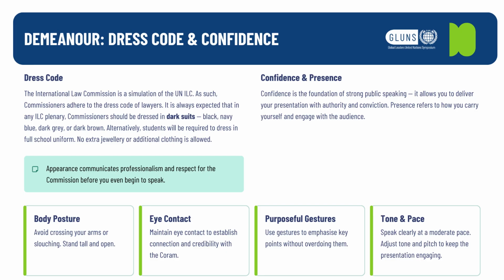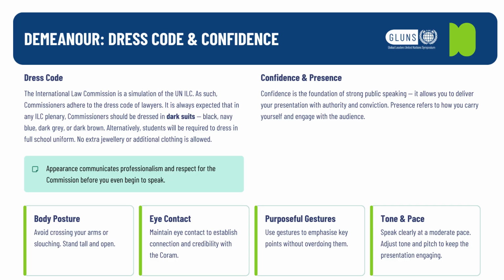With regards to the demeanour, we first look at the dress code. It is very, very important to note that the International Law Commission is a simulation of the ILC found in the United Nations. Therefore, they adhere to a strict dress code of lawyers. Therefore, it is expected that in any plenary, commissioners should be dressed in dark colors and in suits, meaning that their suits should be of dark colors. The colors are black, navy blue, dark gray, or dark brown.